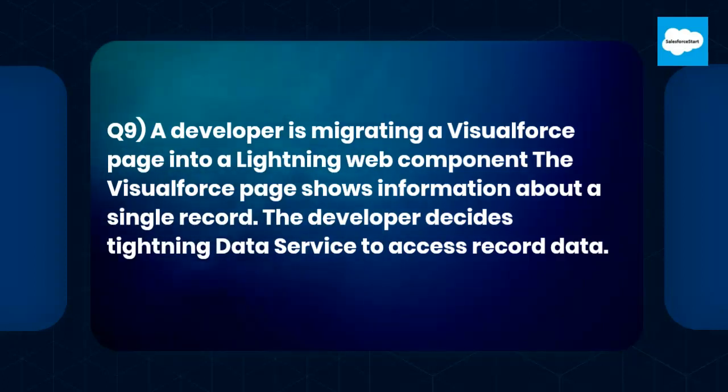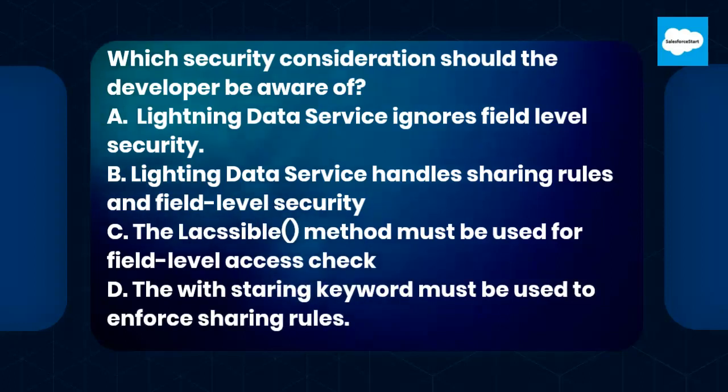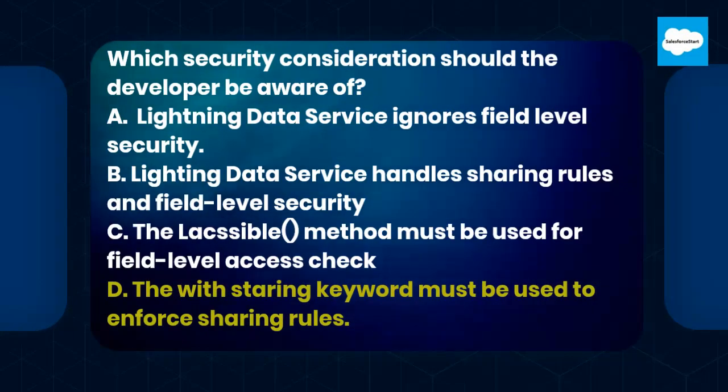Q9. A developer is migrating a Visualforce page into a Lightning web component. The Visualforce page shows information about a single record. The developer decides to use Lightning Data Service to access record data. Which security consideration should the developer be aware of? A. Lightning Data Service ignores field-level security. B. Lightning Data Service handles sharing rules and field-level security. C. The isAccessible method must be used for field-level access. D. The with sharing keyword must be used to enforce sharing rules. The answer is option D. The with sharing keyword must be used to enforce sharing rules.